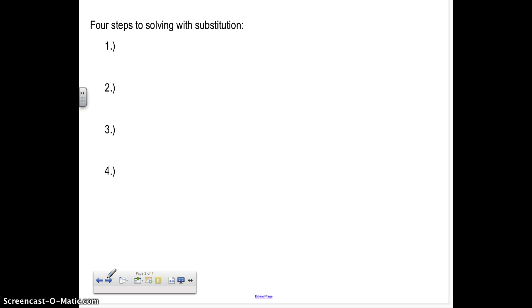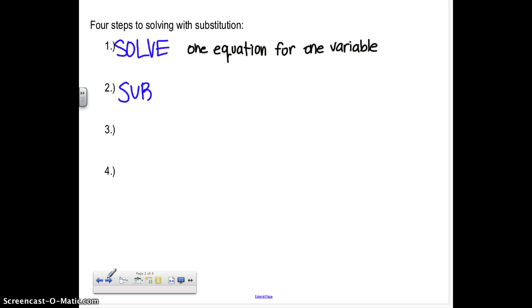First one is solve. You need to solve one of the equations for one variable. So maybe you're going to solve the second equation for x. You are going to isolate x in that equation. Then the next thing you're going to do, you're going to substitute. So you're going to solve, and then you're going to substitute.